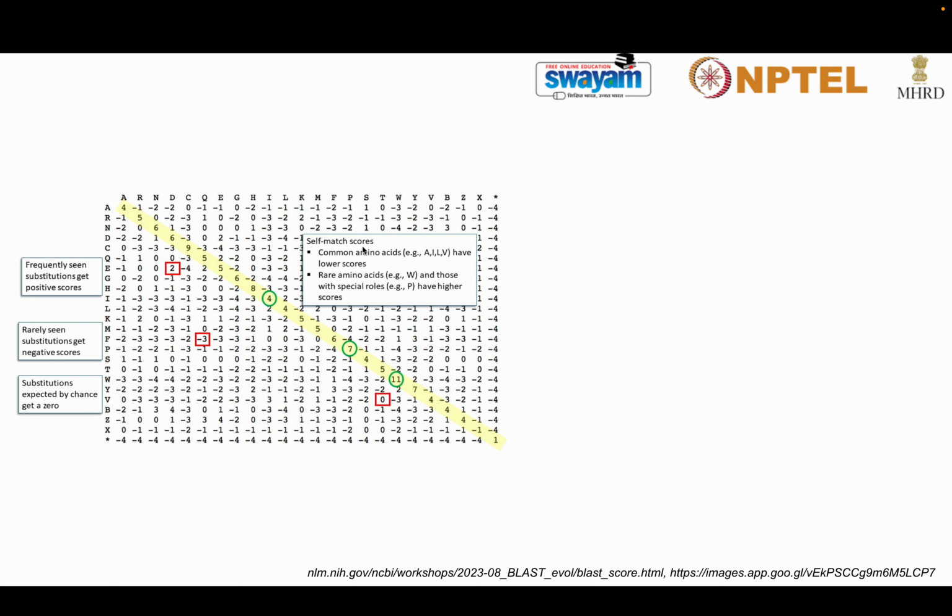Then self-match scores. Now in the diagonal, all the values given in the diagonal are the self-match scores. And these scores are also varying. You might be confused about why these scores are varying so much. The reason is that common amino acids such as alanine, isoleucine, leucine, valine have lower scores because they are very common amino acids. Whereas the rare amino acids such as tryptophan and those with special roles such as proline have higher scores. So this was the reason behind the scoring of this BLOSUM matrix.